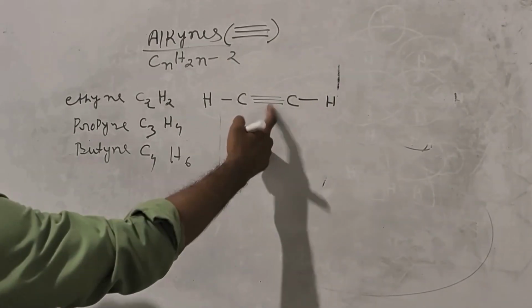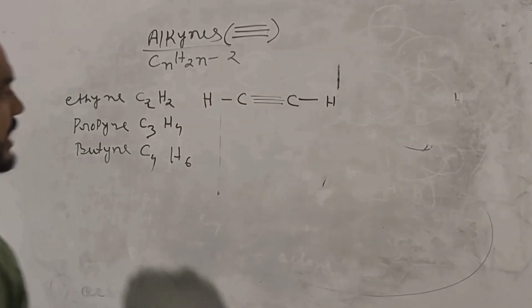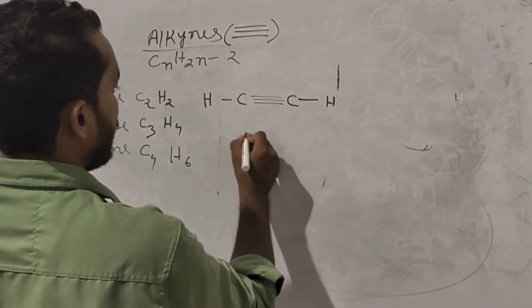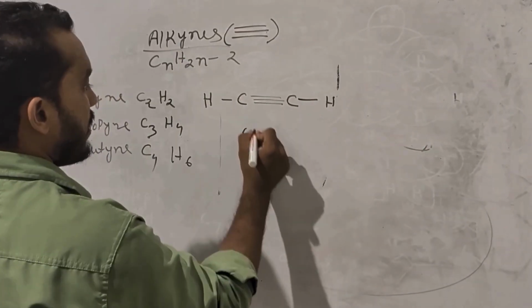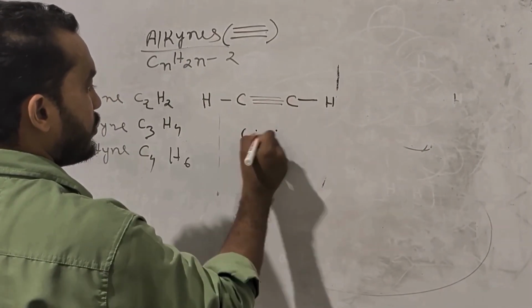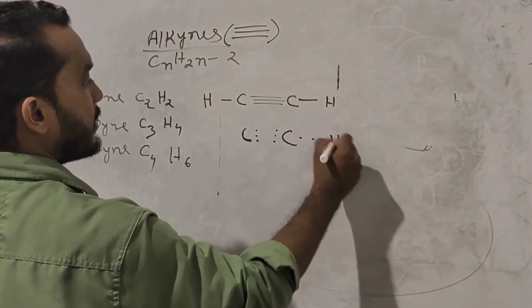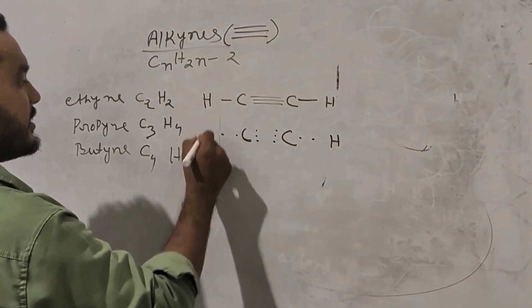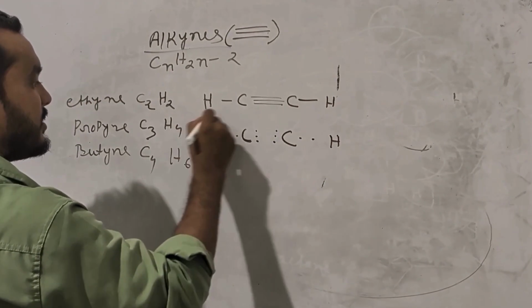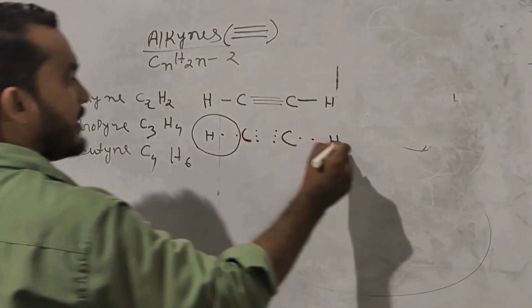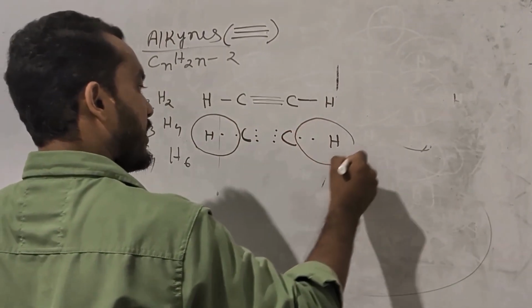If you draw the EDS, electronic dot structure, of ethyne, in the same way, for one bond, 2 electrons; for this one bond, 2 electrons; for this one bond, 2 electrons; and for the hydrogen, for this bond, 2 electrons. And this is the hydrogen. In the same way, you just satisfy the hydrogen.